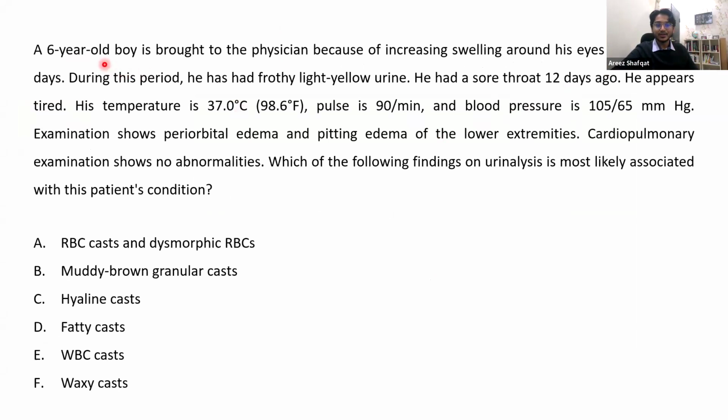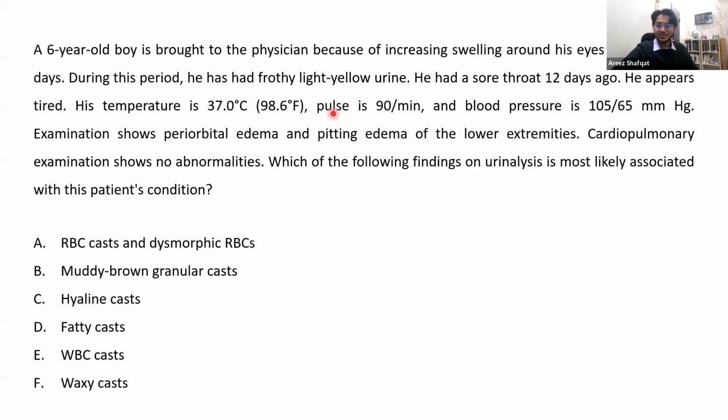A 6-year-old boy is brought to the physician because of increased swelling around his eyes for the past 3 days. During this period, he has had frothy light yellow urine. He had a sore throat 12 days ago. He appears tired. His temperature is 37, pulse is 90 per minute, and blood pressure is 105/65 millimeters of mercury. Examination shows periorbital edema and pitting edema of the lower extremities. Cardiopulmonary examination shows no abnormalities. Which of the following findings on urinalysis is most likely associated with this patient's condition?